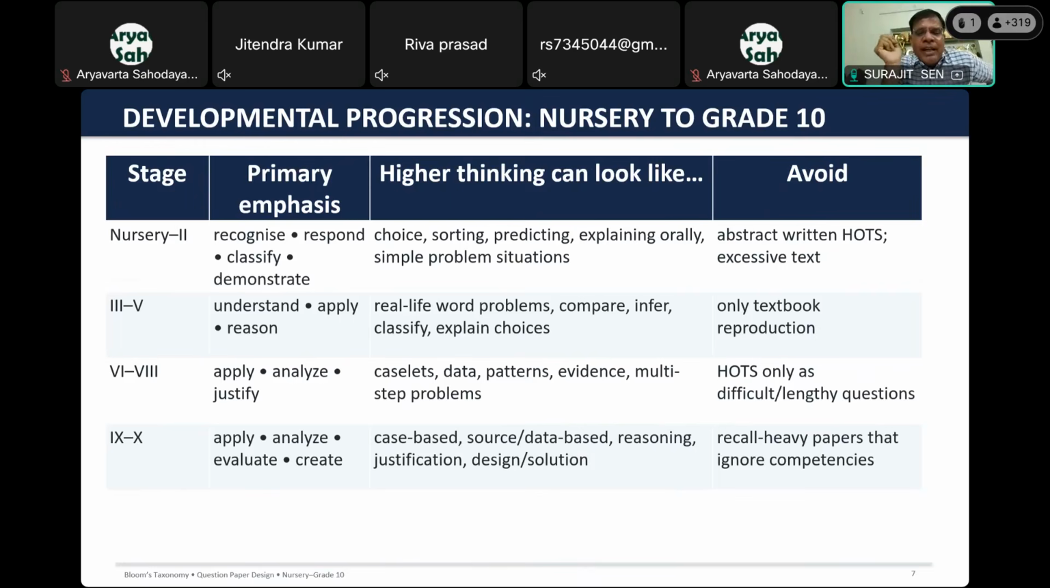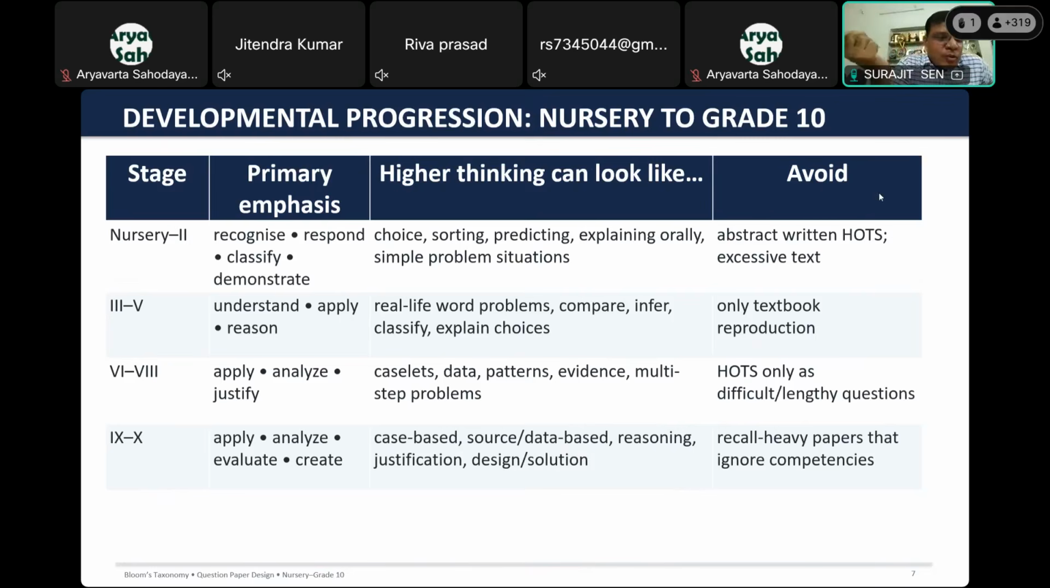We can go for real life word problems. We can give word problems and ask them to solve them. We can ask them to make comparisons, like living and non-living, solid and liquid. We can ask them with choices and all, and we will try to avoid textbook reproduction. Textbook is there, but try to avoid reproduction from the textbook directly. Let the children think a little bit, and that thinking will increase their cognitive power. That's what we all look for.